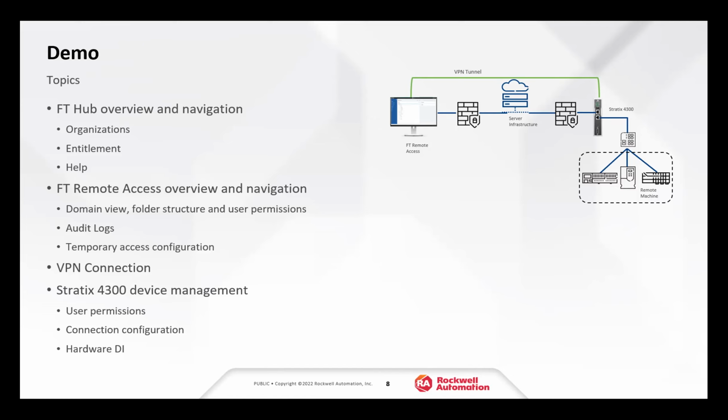So some of the things that we're going to cover is what we talked about, the FactoryTalk Hub overview, showing what that environment looks like. Same with remote access, how to set up a domain, some of the folder structures, and how you can do permissions and look at the audit logs, and how you can set up a temporary activation. We can also show you how to set up the digital input, so if you want to get that configured from a remote access setup, you'll go through that as well. So with that, I'll turn it over to you, Kyle.